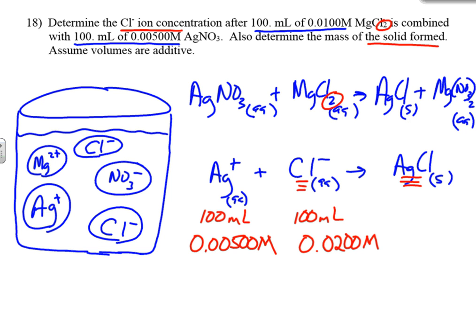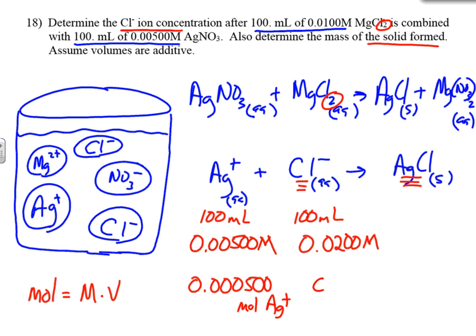Okay. All right, and now again, the best way to do this is to deal in moles. So we're going to figure out how many moles of the silver ion we have and how many moles of chloride ion we have. So to do that, we're going to use our molarity formula. So moles equals molarity times volume, provided it's in liters. So for the silver, that's going to give me 0.000500 moles of the silver ion. And for the chloride ion, we're going to have 0.00200 moles of the chloride ion.